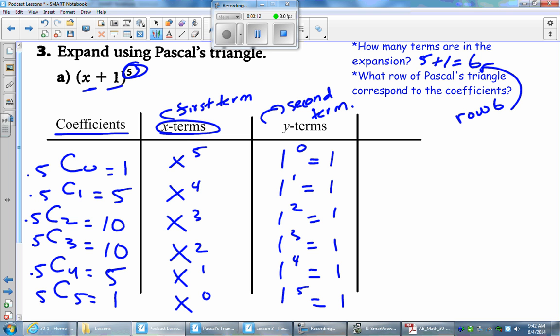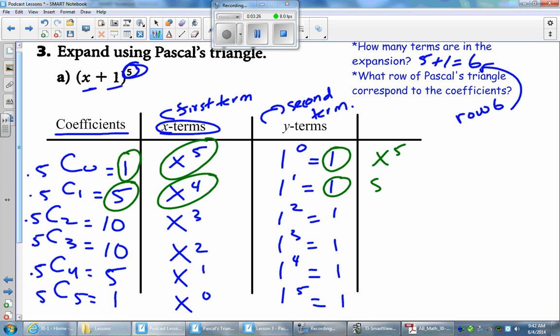All right, so here we go. Let's find out what the terms are. So the first term is obtained by multiplying 1 times x to the power of 5 times 1, which gives you x to the power of 5. Same thing for the second term: 5 times x to the power of 4 times 1. So 5x to the power of 4.